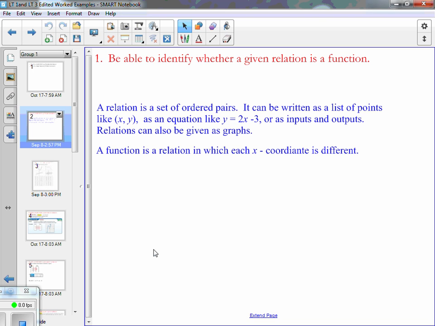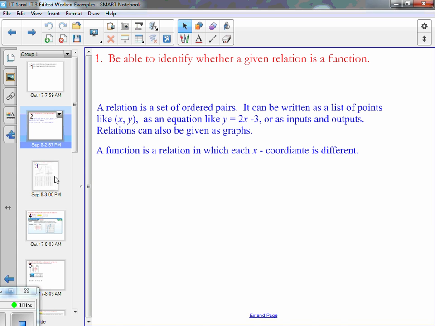So, a function is a special type of relation. It's a special type of a list of ordered pairs. It's a list of ordered pairs where no two x coordinates are the same. That's all a function is. Just like relations, functions can be written out. You can write out a bunch of ordered pairs. Or you can write out an equation. Or you can write out inputs and outputs. Or you can draw a graph. All of those things work because a function is a type of relation.